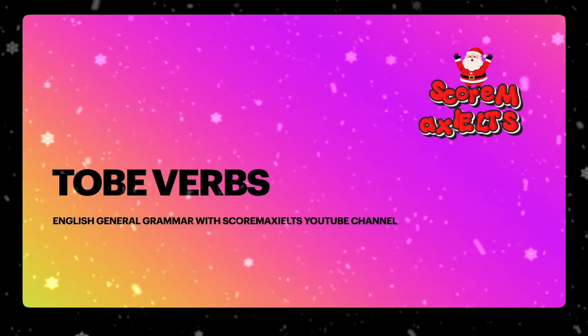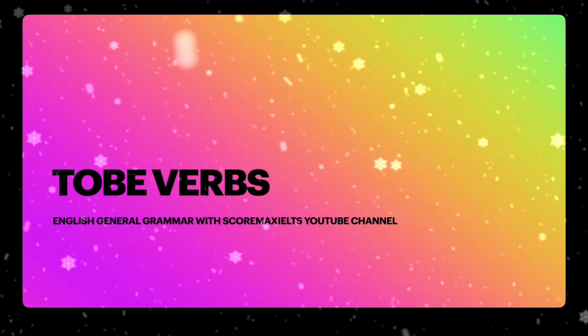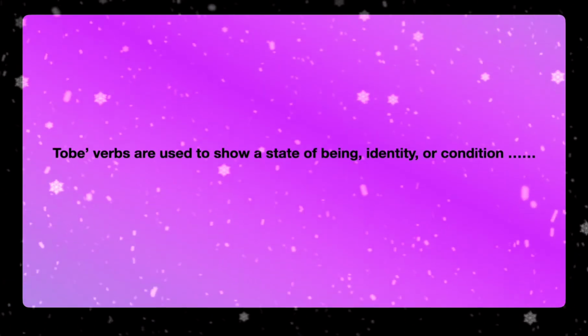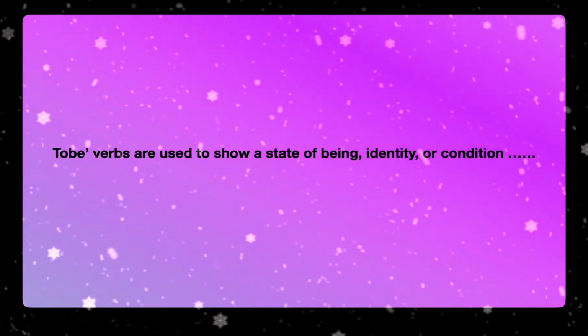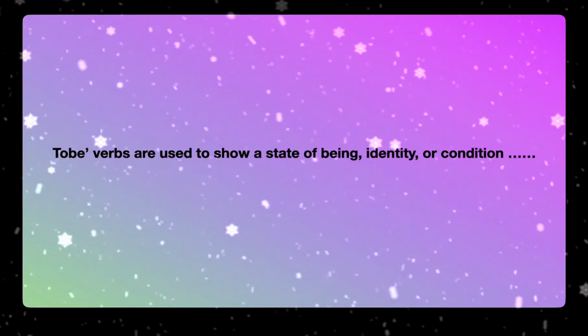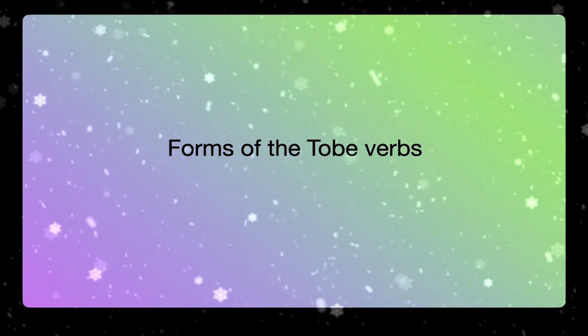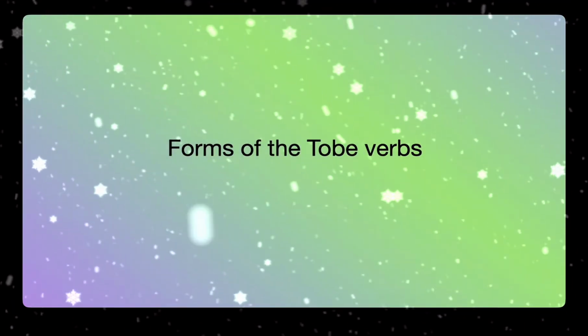This episode is about to be verbs, their basic usage and forms. Here's the basic definition of to be verbs. To be verbs are used to show a state of being, identity, or condition. There are different situations for using to be verbs. Here we brought you the basic forms of them.